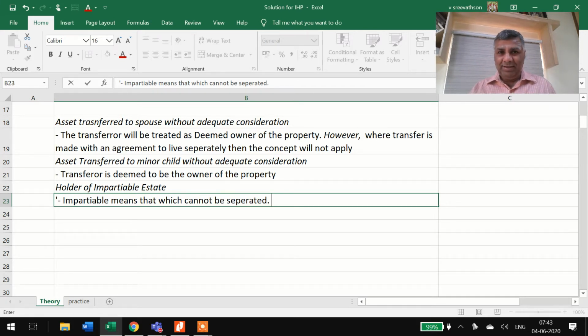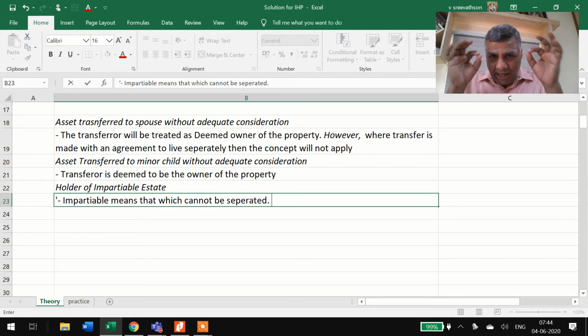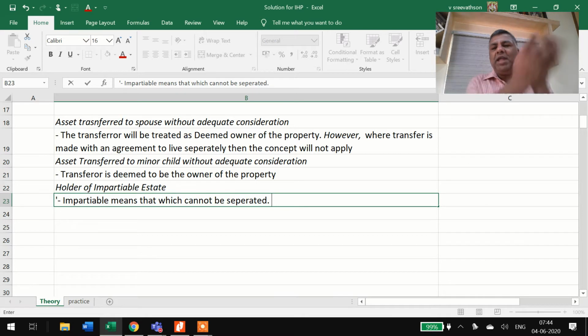So, can the trustee or the board members come and say, boss, I will not pay the tax for these properties because I am not the owner of the property; if you want, go and collect it from him? Not possible. Till you are the trustee, till you are the head of the board, you are deemed to be the owner of that particular property.